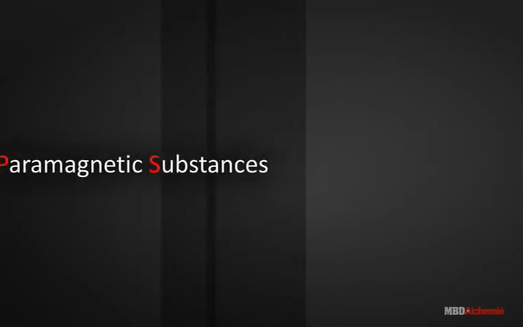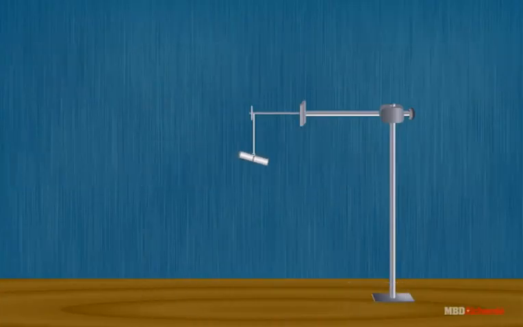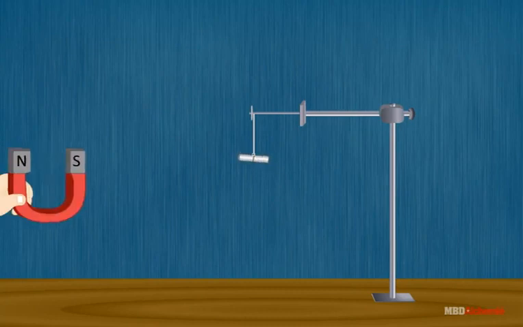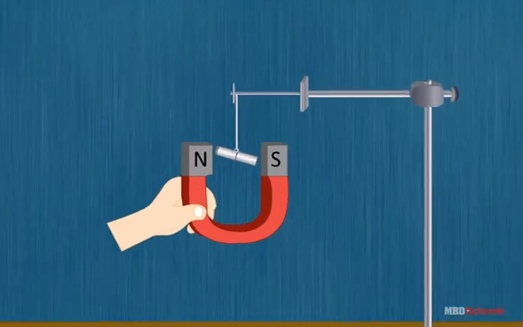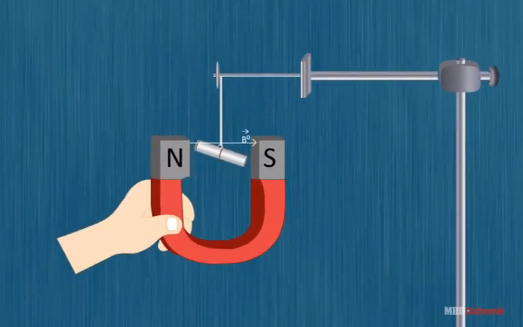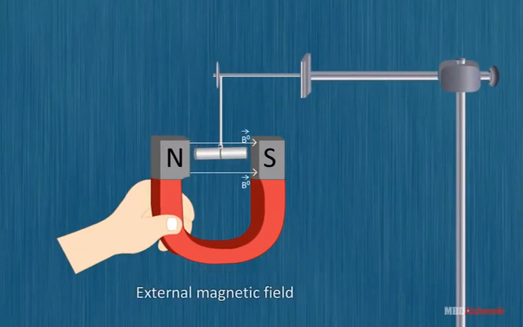Paramagnetic substances. Let us discuss paramagnetic materials. These materials are weakly attracted by a magnet. When a paramagnetic material is suspended in a uniform magnetic field, the paramagnetic substances rotate so as to bring their longest axis along the direction of the field.